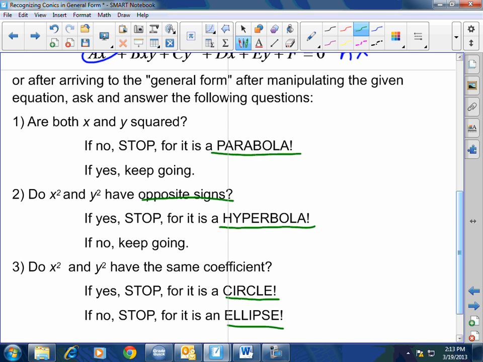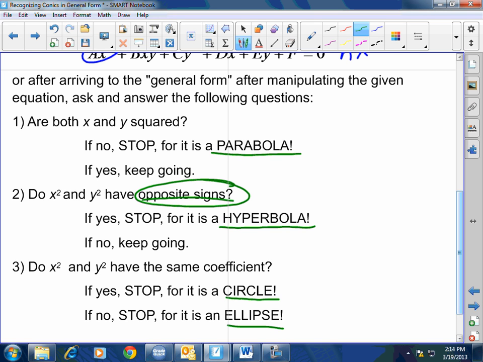So if you have just one variable squared, an x squared or a y squared, parabola, done. Don't go on. If you have both x squared and y squared, but they are opposite signs, one is negative, one is positive, stop. It's a hyperbola. Okay? If not, keep going.